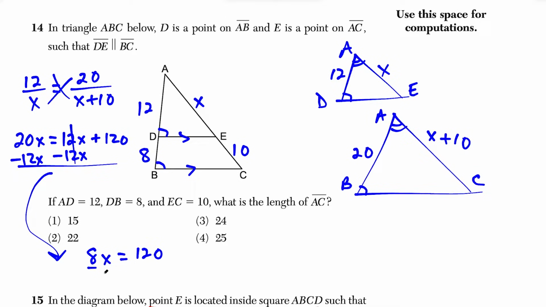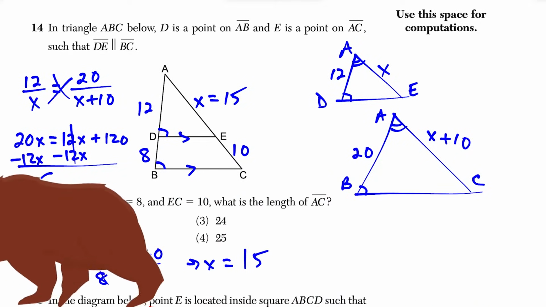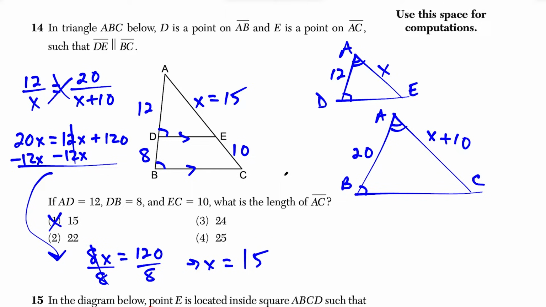And now we just solve by dividing by 8. This is going to give us X is equal to, and this is going to work out here. Let's just see. So we have 8 goes into 12 once with a remainder of 4, and 8 goes into 40 5 times. So X is equal to 15, but we have to be careful. Choice 1 is a very dangerous bear trap. We have to remember what the question was actually asking us to find. We want to know what is the length of AC.